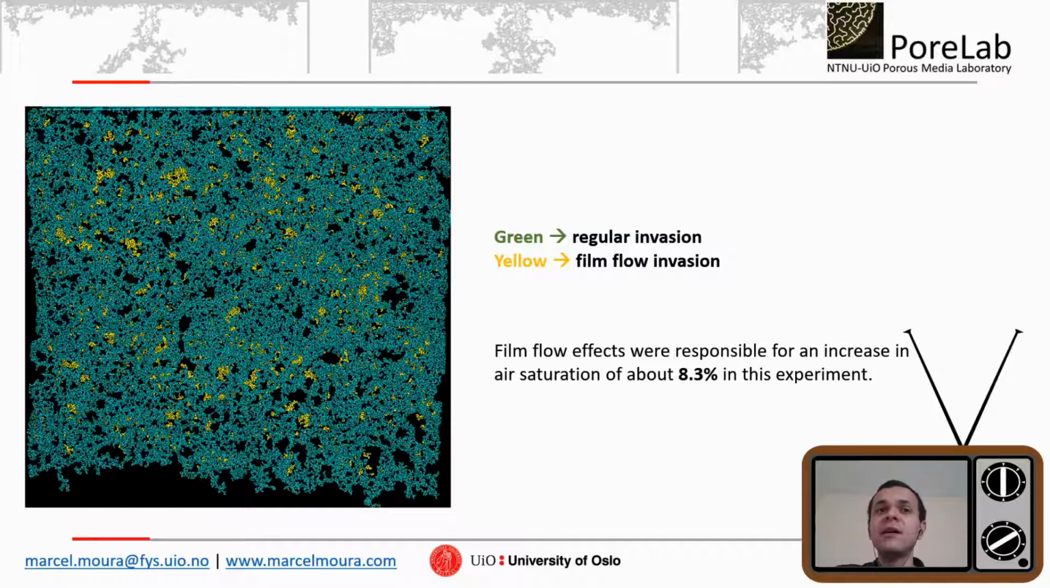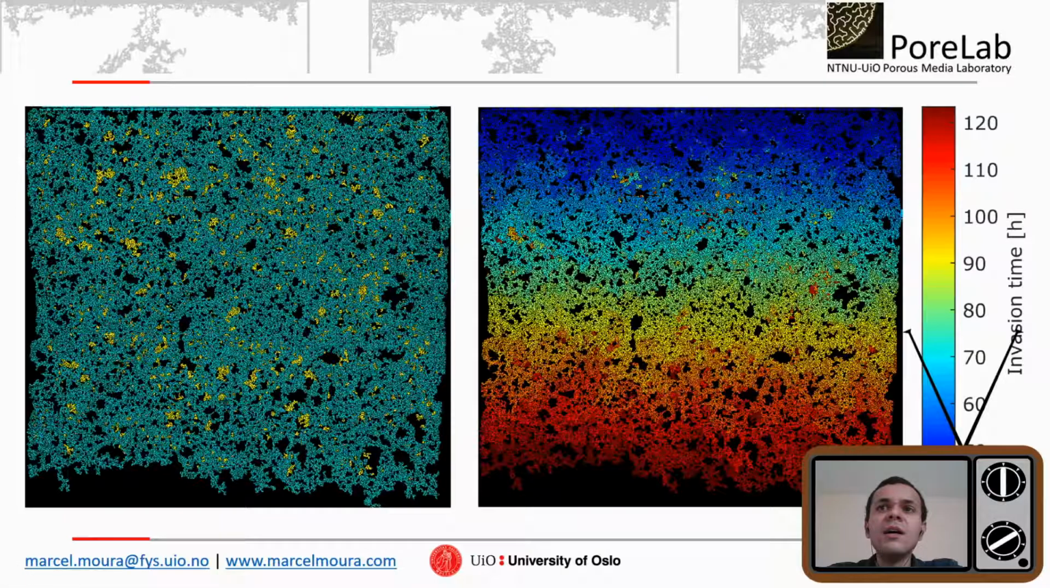I mean, it happens quite a lot of them. In green, you see the regular invasion events, and then in yellow is the film flow invasion events. In this case, it was about 8.3% of the total saturation increase. So this is not negligible. This is something that we have to consider. It is a lot. This is an invasion time map.